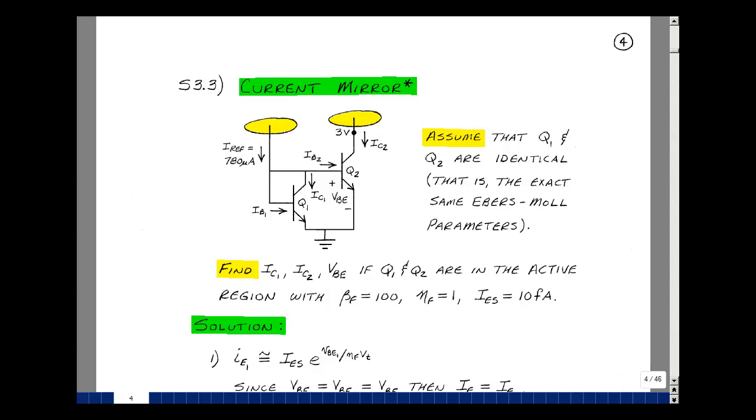This lesson is supplemental problem 3.3. You can find this problem in the ECE302 ebook in the Chapter 3 Supplemental Problems on page 4. Integrated circuits are biased with current sources instead of voltage sources.